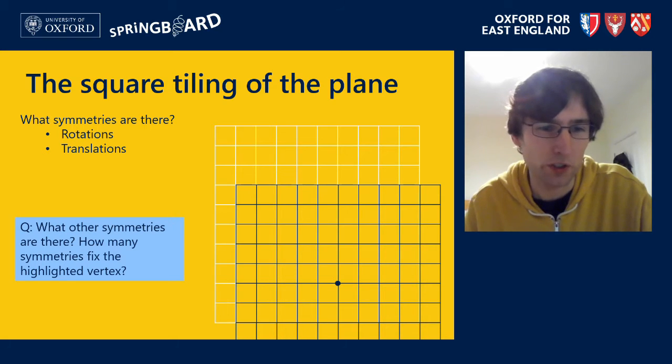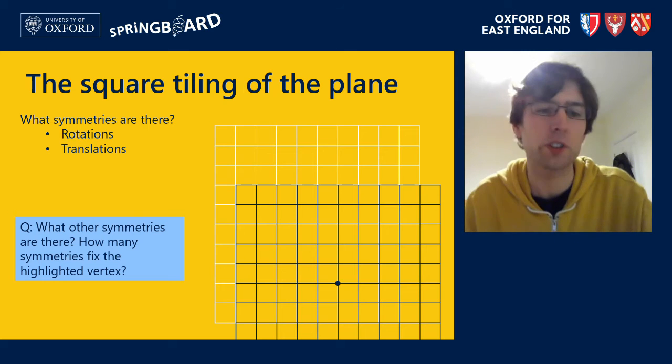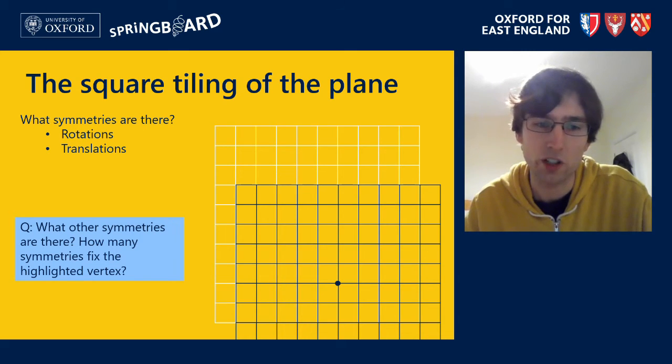Okay, now I have some questions for you. What are some other examples of symmetries of the square tiling, and how many symmetries fix the highlighted vertex? If you'd like to have a go at answering these questions, then please pause the video and spend maybe 3 or 4 minutes thinking about them, or perhaps drawing with pen and paper if you find that helpful.